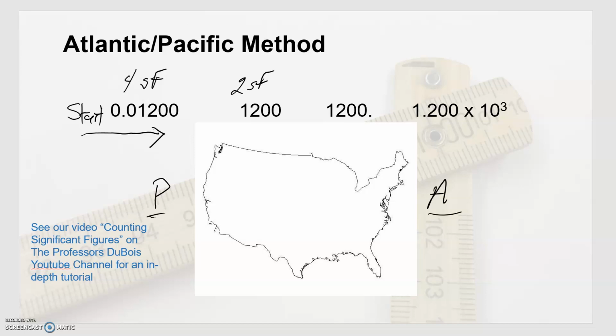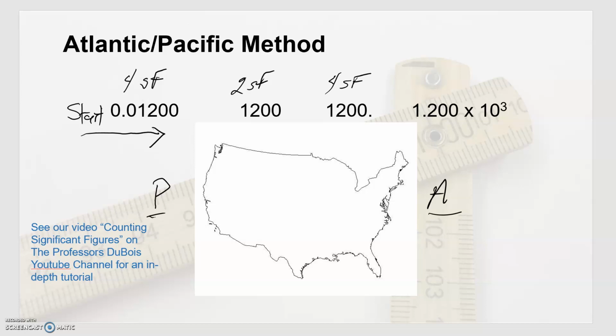Notice how this one has a decimal? It's kind of funny. It's 1200 with the decimal point. This is important because it's the same value as the one prior, but look how many significant figures we have. We have a decimal present, so we start over here on the Pacific coast. The first number is not 0, so we count it and everything else, and this one has 4 significant figures.